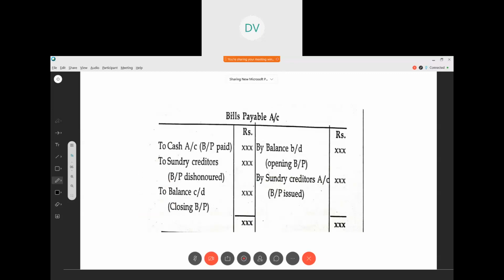The format is here, credit side. Always it shows credit balance. Opening balance and bills payable issued. How many bills we have issued to our creditors? This is the total value of bills payable. And how will this get reduced? When we are making the payment, right? To cash account, bills payable paid. Then if it is dishonored, dishonored means what? This bill will get cancelled. The value will come down. Sundry creditors. Then closing balance.